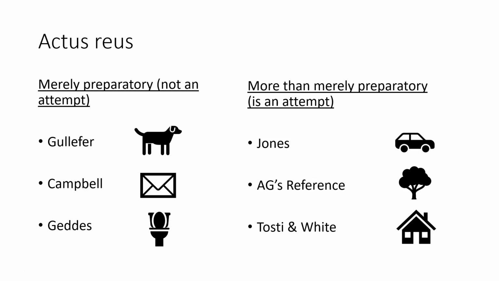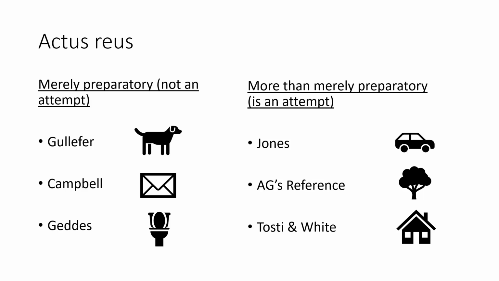If we look at Campbell, he was stood outside a post office with a fake gun and a threatening note which said something like, "Give me all the money," or something like that. And again they said this was merely preparatory, because for him to be more than merely preparatory, for him to move into that next stage, he'd have to have actually gone into the post office.